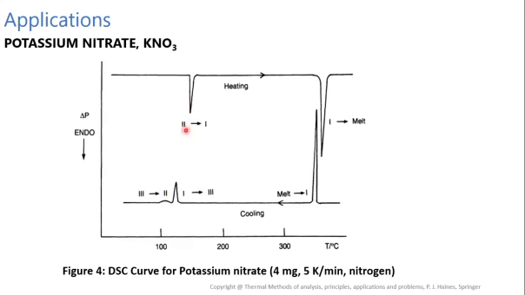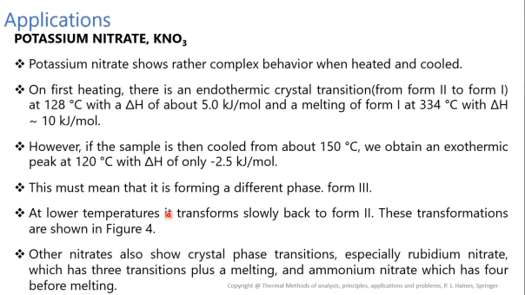So there is a phase transition taking place at that point, and hence this must mean that it is forming a different phase, form 3. At lower temperature it transforms slowly back to form 2, and these transitions are shown in the figure. Other nitrates also show crystal phase transitions, especially rubidium nitrate, which has 3 transitions plus melting, and ammonium nitrate, which has 4 before melting.